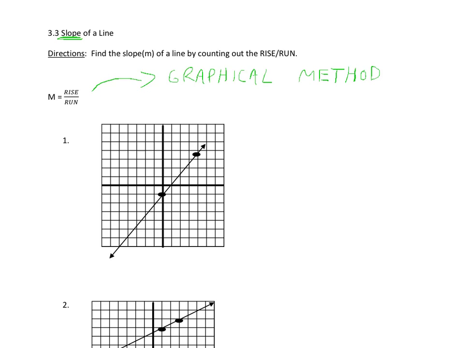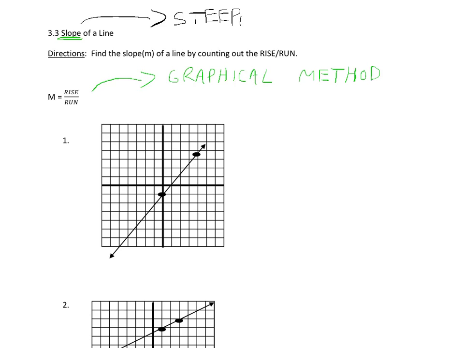Okay, for this video, you can see we are going to go to slope of a line. It's actually 3.3. And we're going to go over two main ways to find slope of a line. Slope, another word for this is steepness.